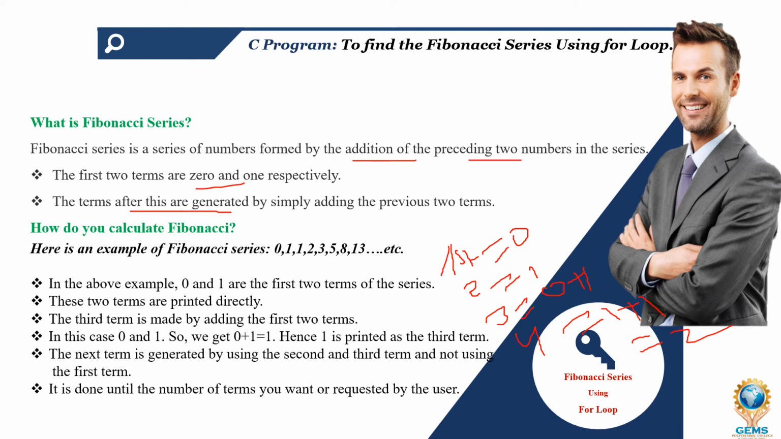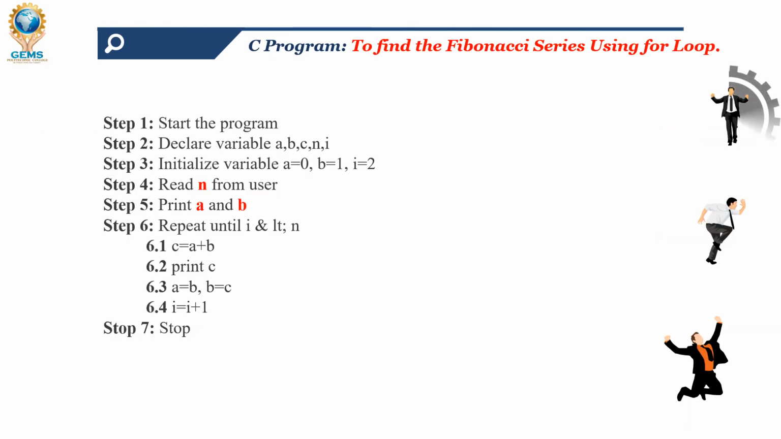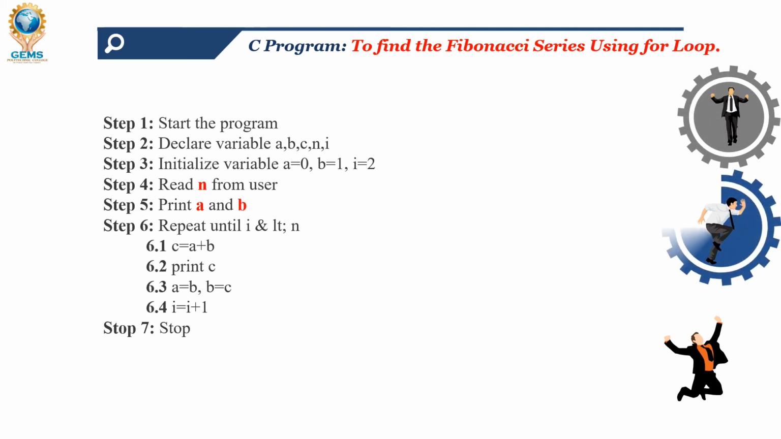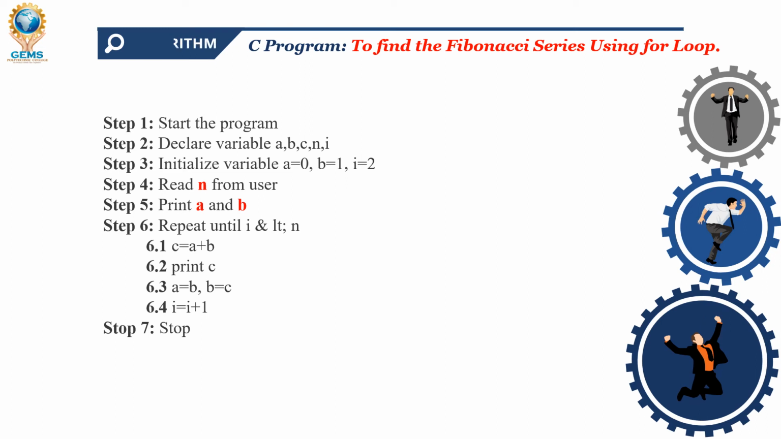The same concept I am going to use in our programming language. So these are the points I am giving. The same thing I explained here. Now we will see the algorithm part of the Fibonacci series. So this is the algorithm for finding the Fibonacci series using a for loop.